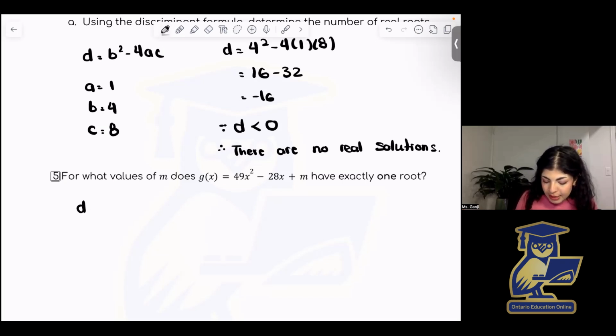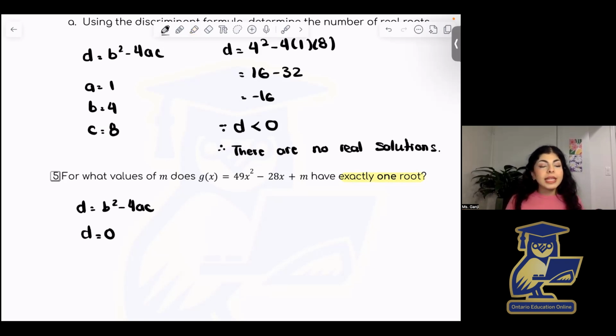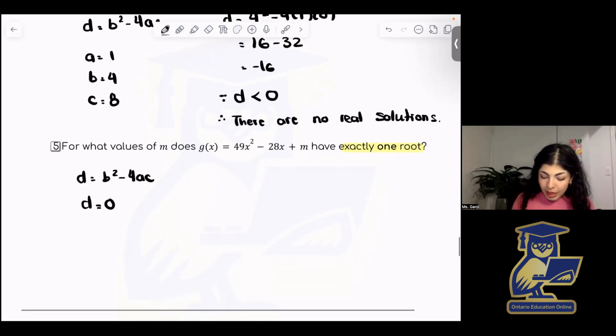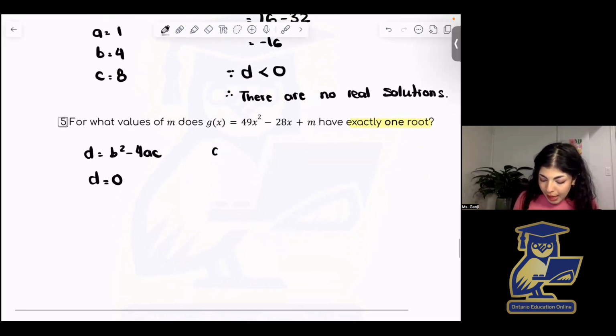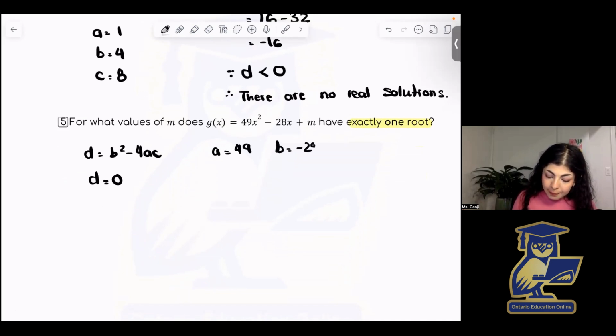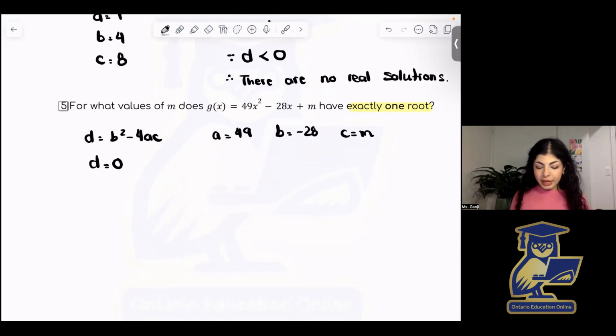So knowing that D is B squared minus 4AC, for this to have exactly one root, that means that D is equal to 0, which means that g of x is a perfect square trinomial. So we're essentially trying to find m so that that will be a perfect square. So here we have A is 49, B is negative 28, and C is m. And that's okay. You can have a variable in there.